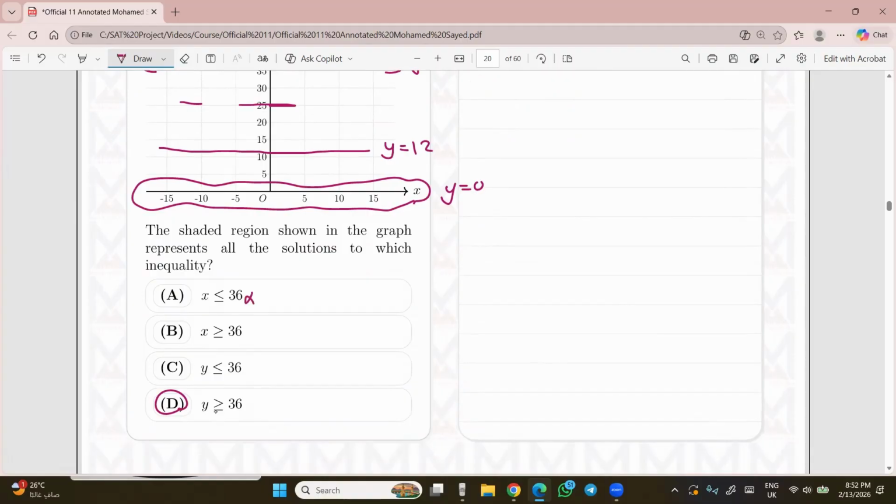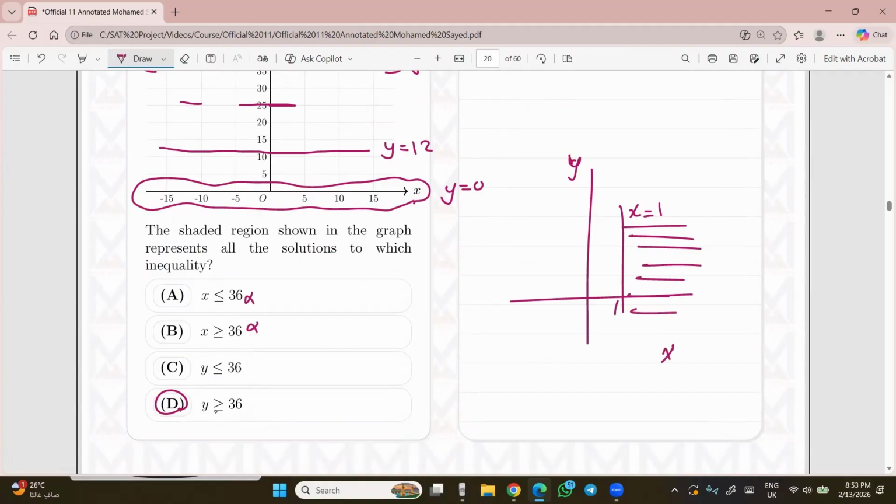We cannot take x because what about x? x is a vertical line like this. So whenever this is the y-axis and this is point 1, this equation is x equals 1. And if we color this part, for example, this would be x is greater than or equal to 1. And if we make this line dashed, it is x is greater than only 1, and so on.